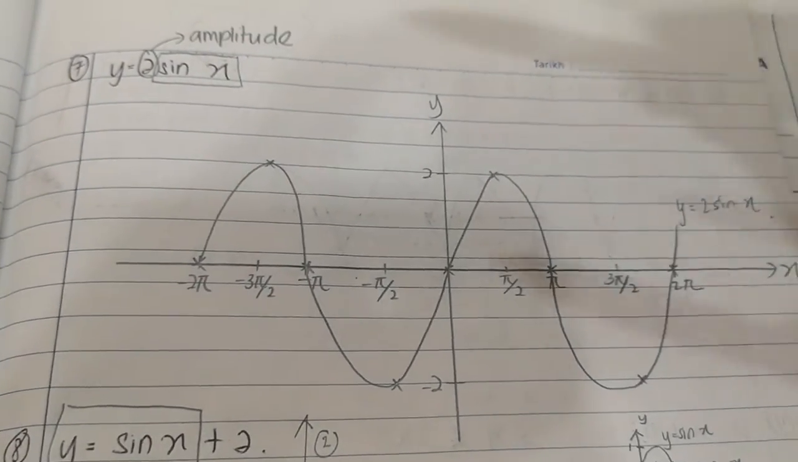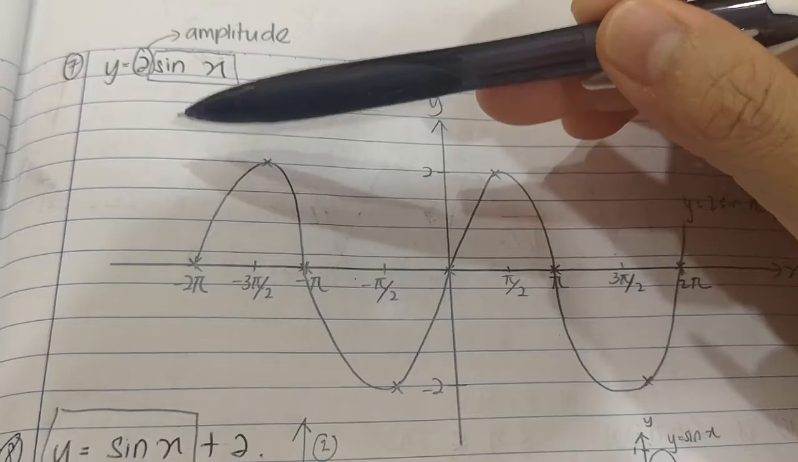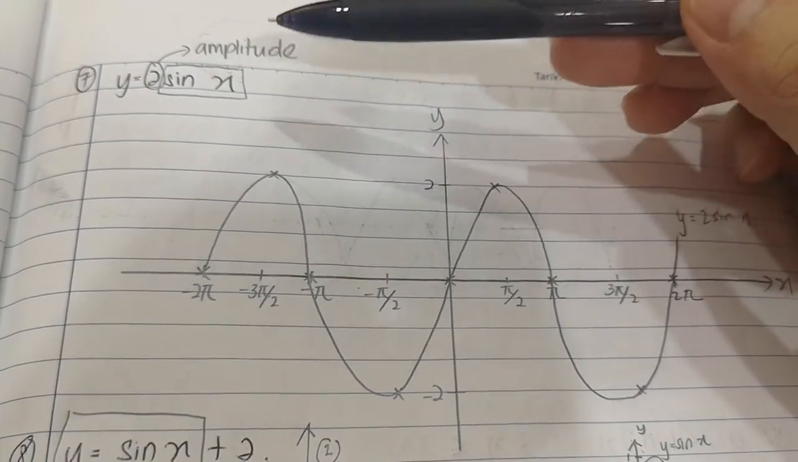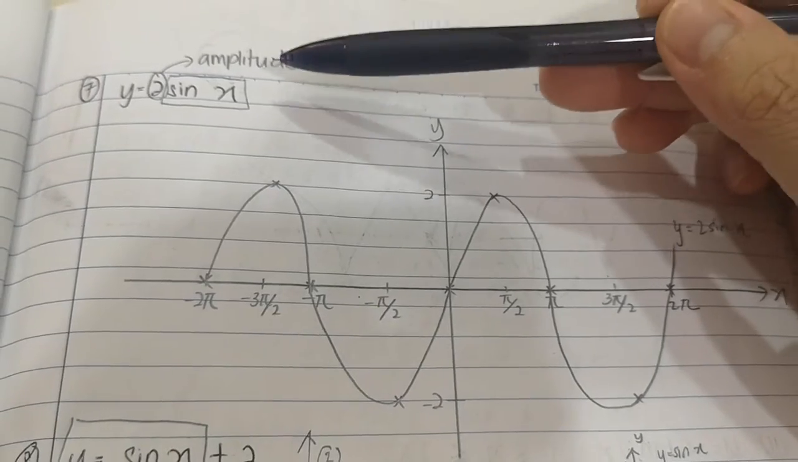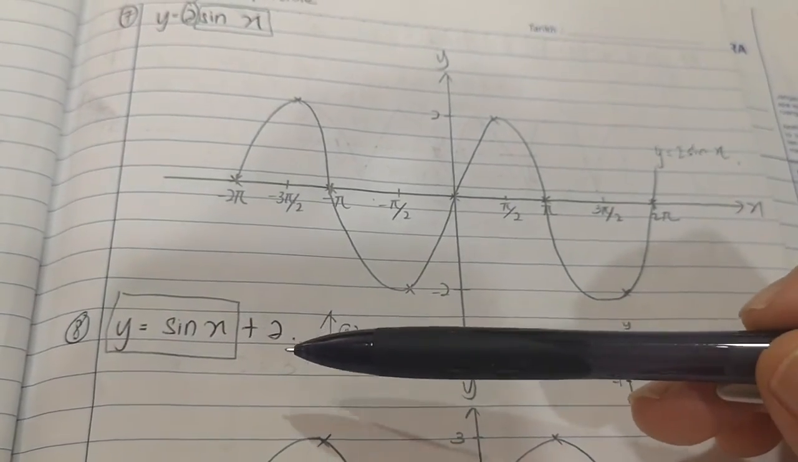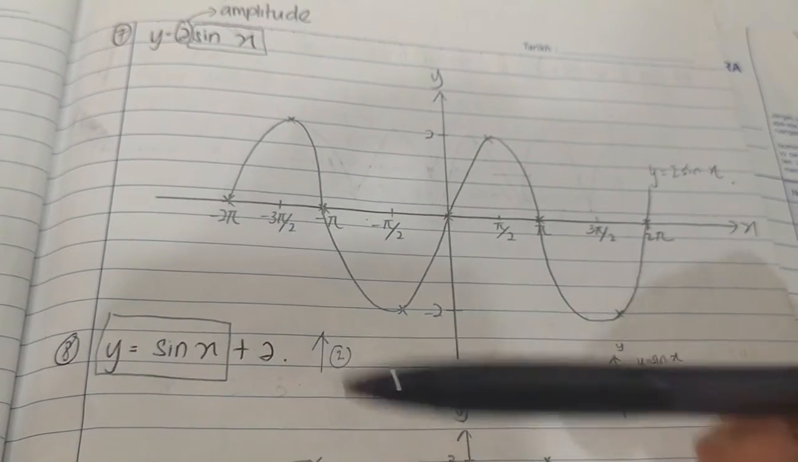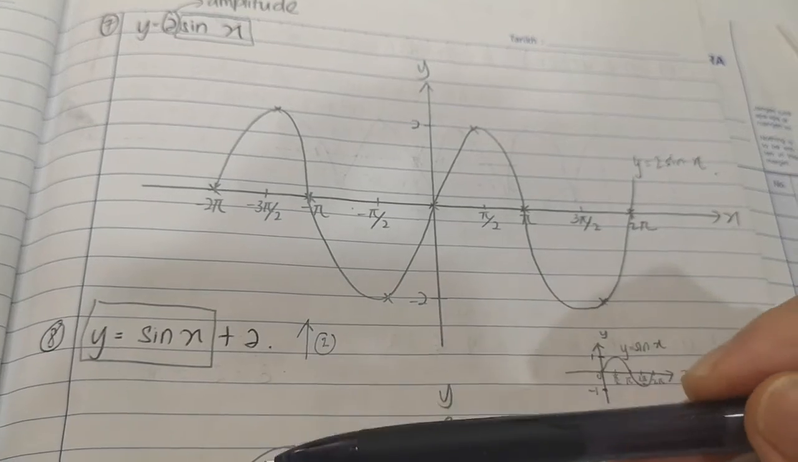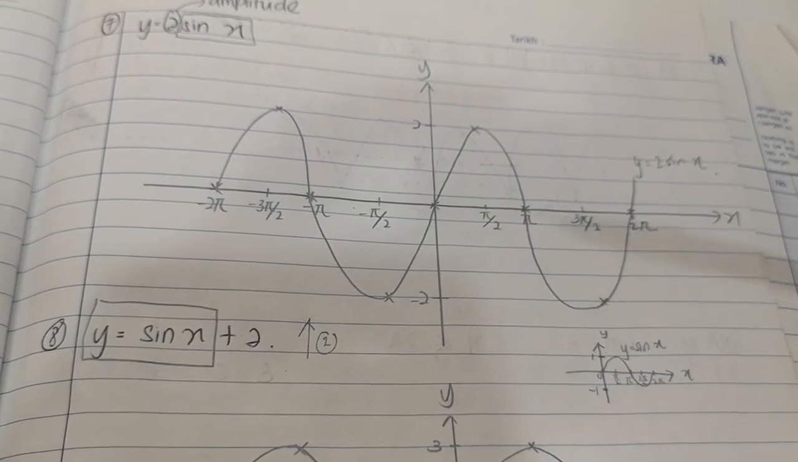So remember, if 2 times the trigo function, that means the amplitude is the maximum value and minimum value. If plus 2 is outside, the graph will move upward. If minus 2, the graph will move downward 2 units. That's all.